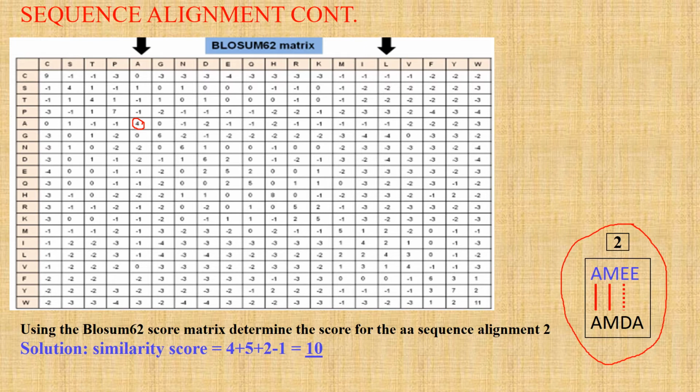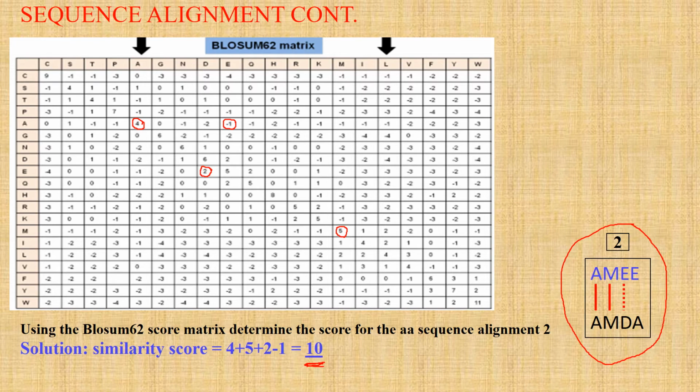When E is matching to D, because E is similar to D, what is the score? When D is matched with E, the score is plus 2. So we put our plus 2. When E is aligned with A, okay, they are not similar. When E is aligned with A, what is our score? Our score is minus 1. So we put our minus 1. So when we sum all of this, this gives us a total similarity score of 10. So this is actually the real score of this alignment, using the BLOSUM62 matrix. The other one we did was an approximation. So for amino acids, we can determine the similarity using the score matrix.